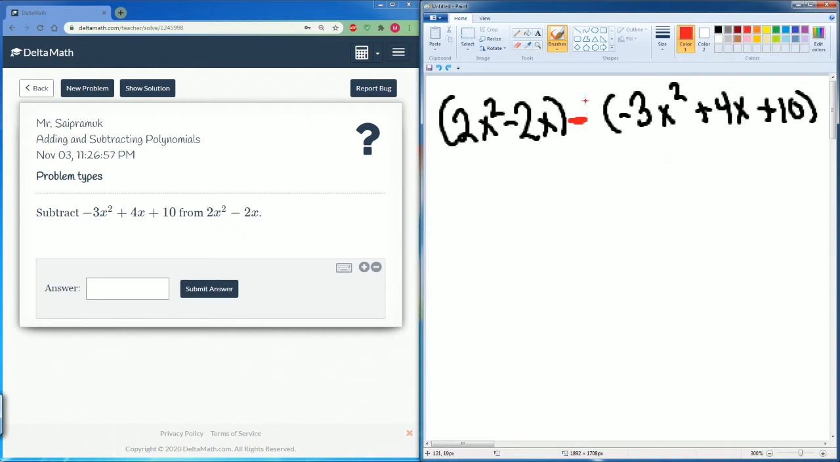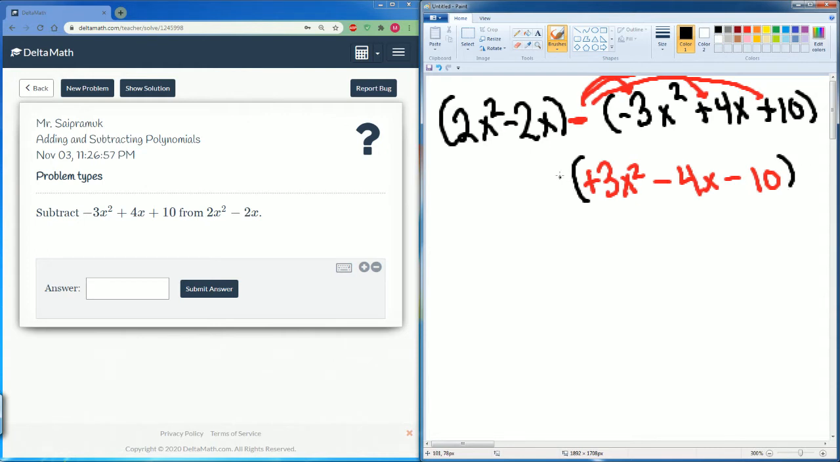We don't like the negative, so we're going to distribute it to each one of the terms. So negative times a negative becomes positive 3x squared. Then the negative is distributed over to this side. This becomes negative 4x. Then the negative is distributed to the 10, which becomes negative 10. You add, of course. Now you have 2x squared minus 2x.